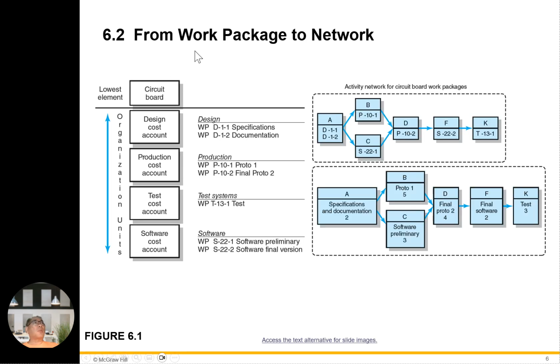This is a project from work package to network. The lowest element, circuit board design, cost account, production cost account, test cost account, service account. This is a typical one. This is an activity network, built from the work packages from A all the way to K. This is in terms of specific documentation. Here we can look at the system with specific documentation from A to K, from prototype 1, software preliminary, final prototype 2, final software 2, and then do a test. So this is a typical organization at the lowest level, in terms of the flow of the work package network, okay?